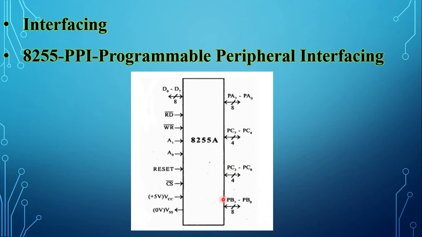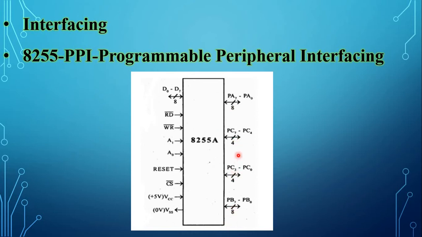Okay, so it is a 40-pin DIP IC. Already you know what is DIP, dual inline package. So it is a 40-pin DIP IC operating on a plus 5-volt power supply. The 8255 interfaces the microprocessor on one side with the peripherals on the other side.